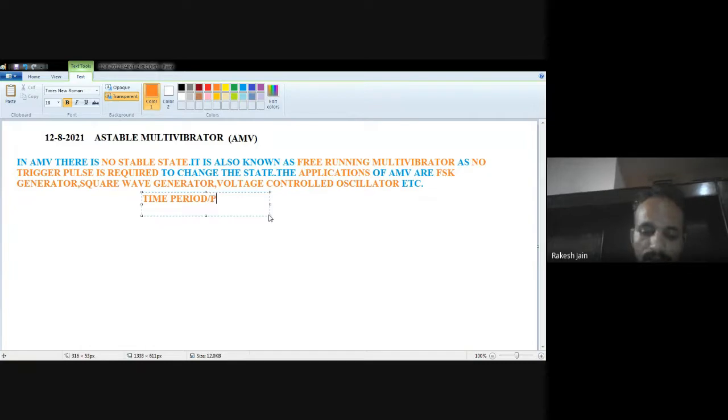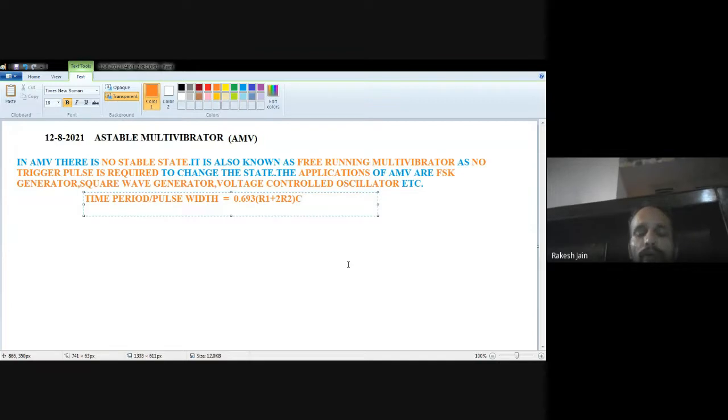Time period or pulse width in case of astable multivibrator with 555 timer IC diagram I am talking about. With the 555 timer IC diagram, it will be given as 0.693 multiplied by R1. We will see later on what is the meaning of R1 and R2. RA, RB we can say R1 plus 2 R2 multiplied by C.